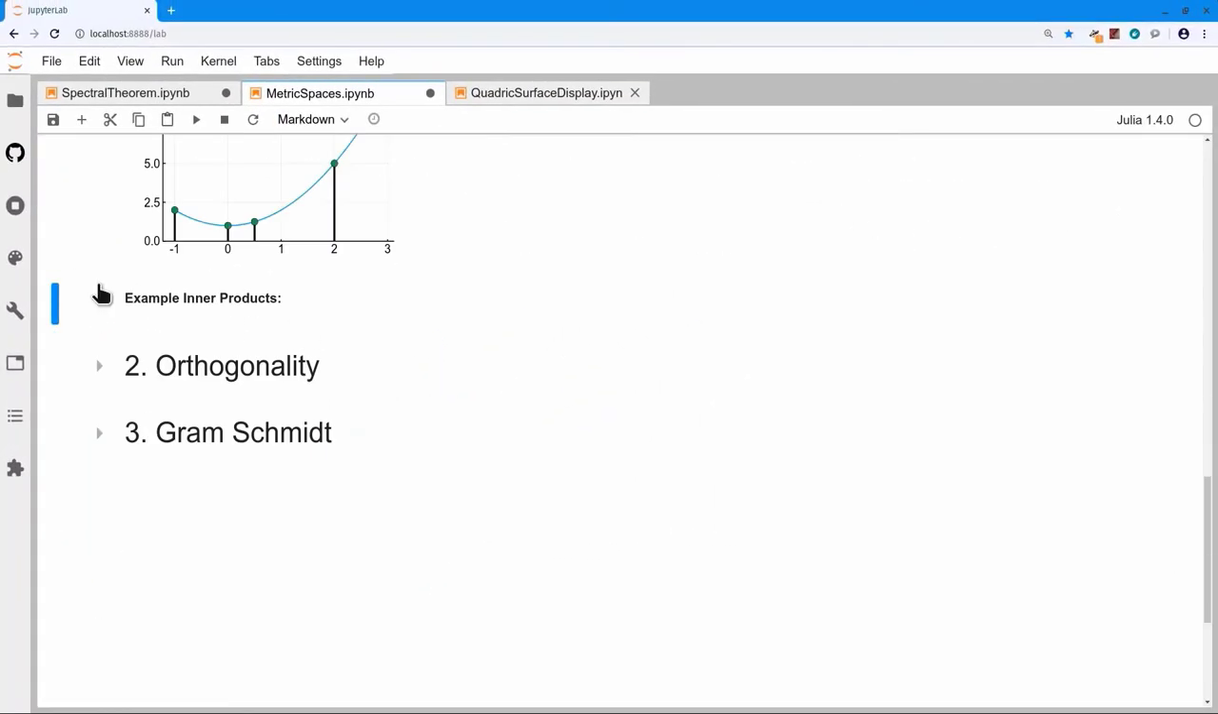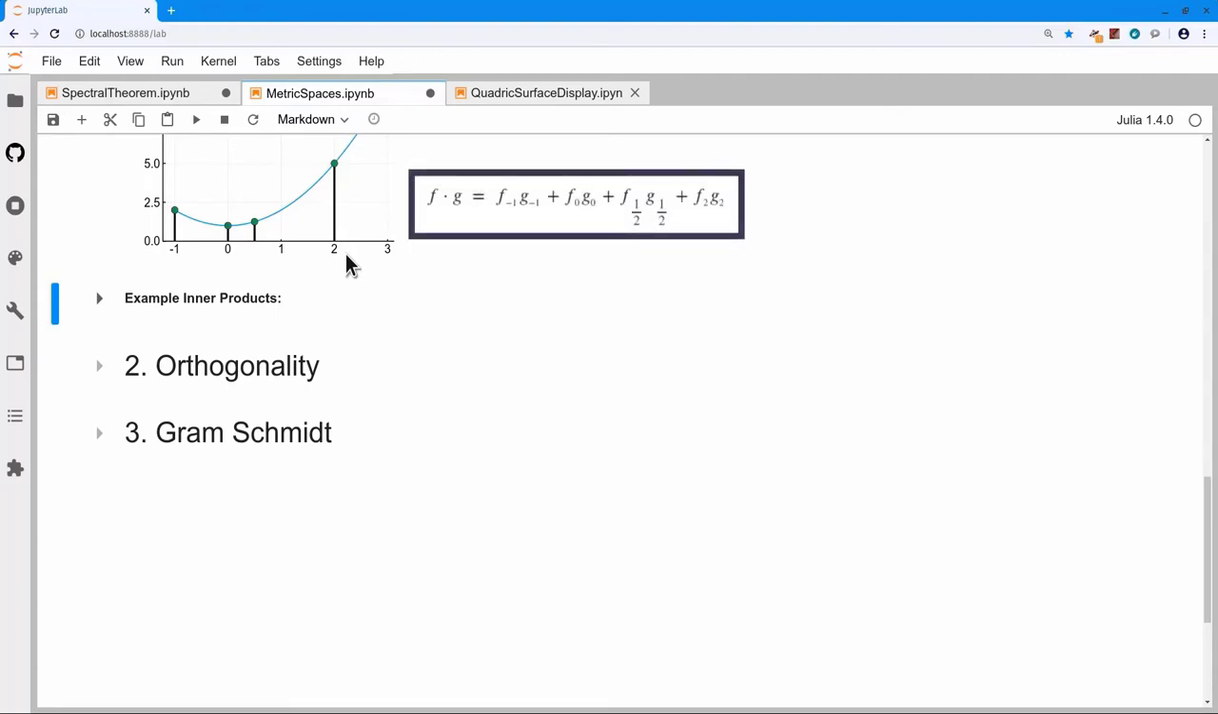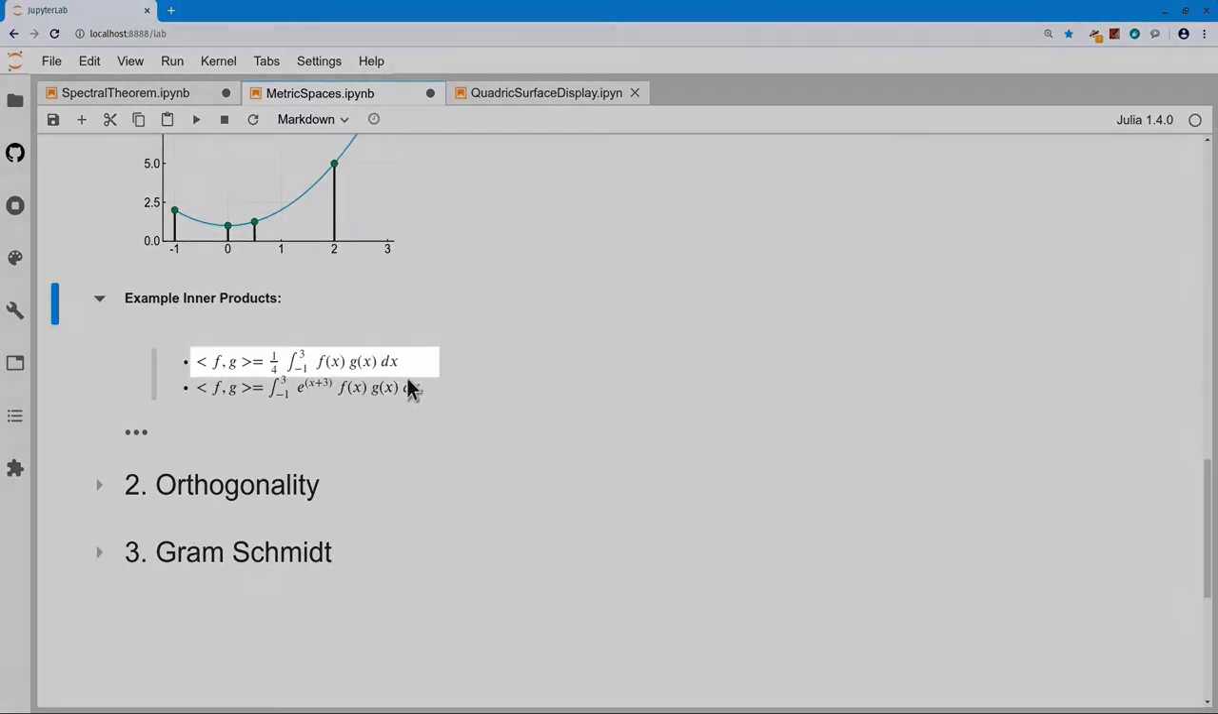So examples of inner products for functions f of x. If I think about inner products for a sampled vector, it would just be the function at index -1 times the other function at index -1. So let's say two functions f and g. So f at -1 times g at -1 plus f at 0 times g at 0, etc. If I generalize this to continuous values x, instead of the summation of that product, f of x times g of x, I'm going to have an integral.